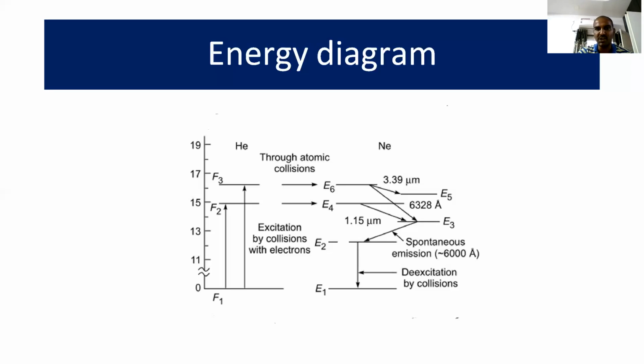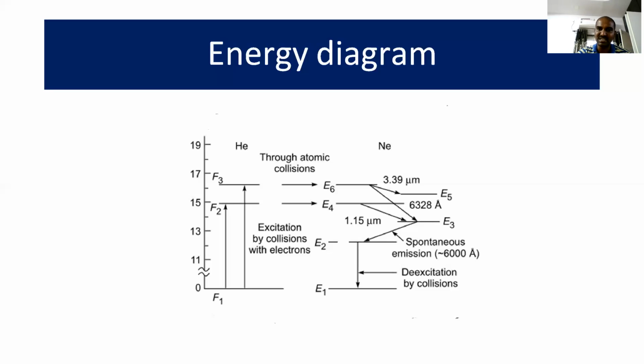One is from E6 to E5 with release of wavelength 3350 angstrom units, and the second transition is from E6 to E3, which produces a wavelength of 6328 angstrom units, and another transition from E4 to E3, which produces 1150 angstrom units. Out of these three transitions, the transitions from E6 to E5 and E4 to E3 are neglected because those wavelengths are not in the visible region.